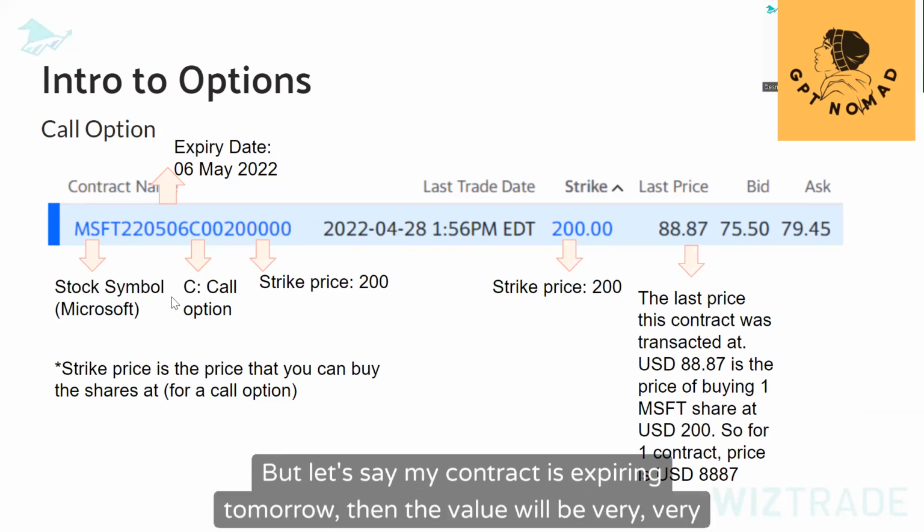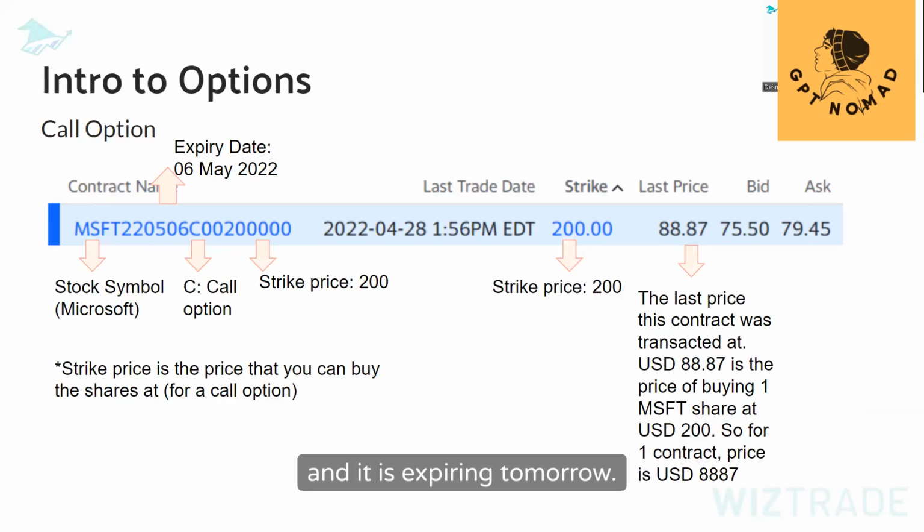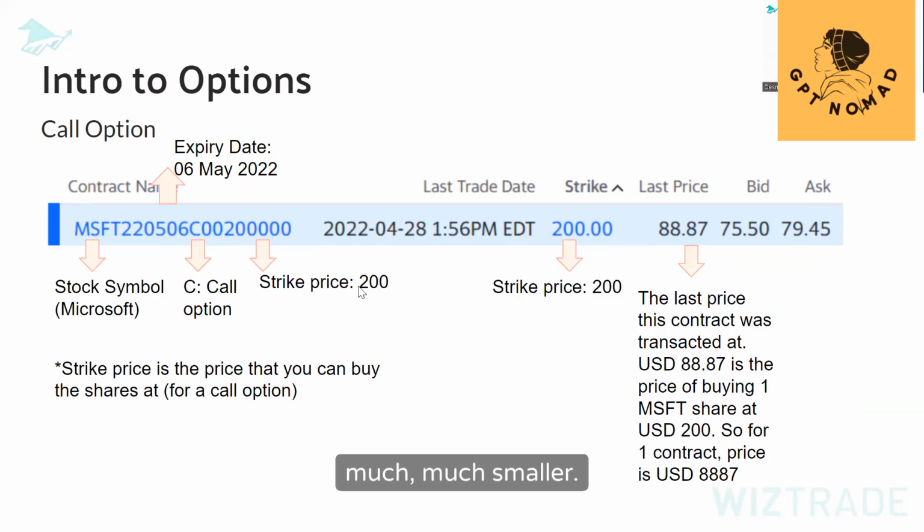But let's say my contract is expiring tomorrow, then the value will be very little, because right now the share price is lower than the strike price, and the probability that Microsoft shares will be above the contract price by tomorrow will be much, much smaller.